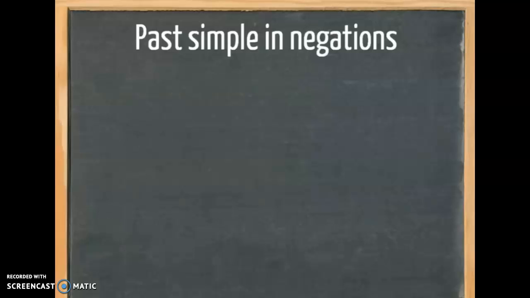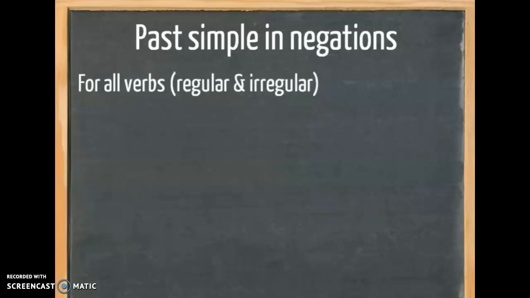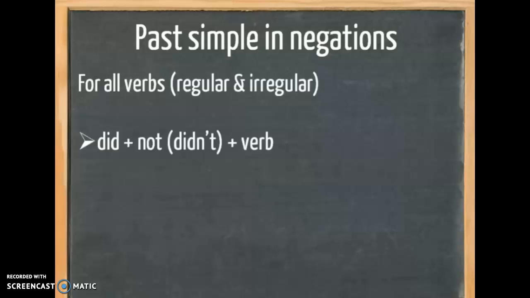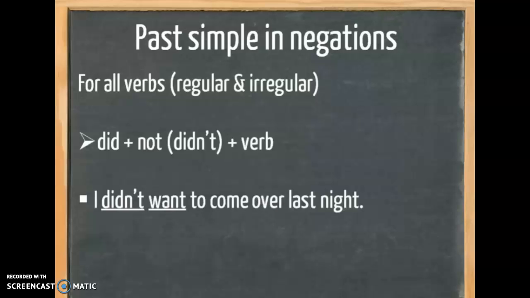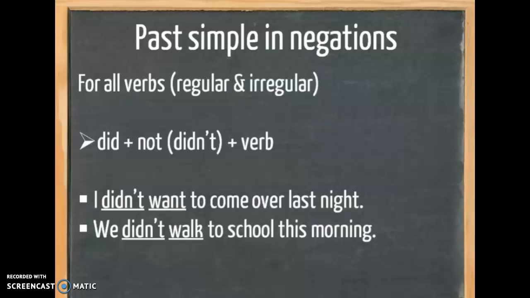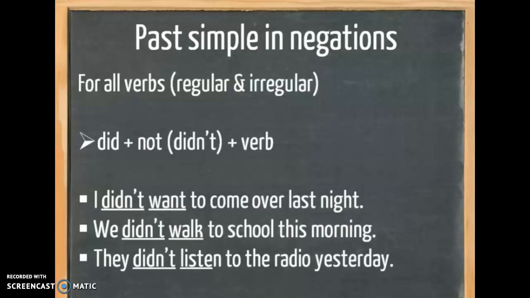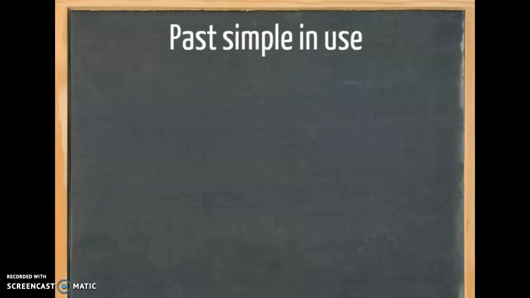We can also use a negative form. For all verbs, this is the same rule. You use the past simple of to do, which is did, plus not, we can make this didn't, plus the verb. For example, I didn't want to come over last night. We didn't walk to school this morning, and they didn't listen to the radio yesterday.